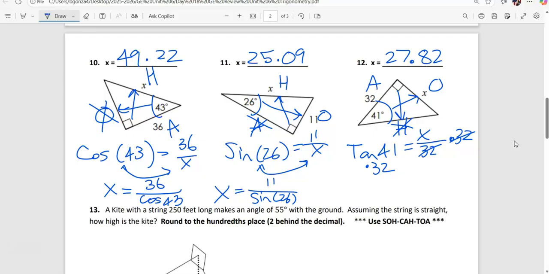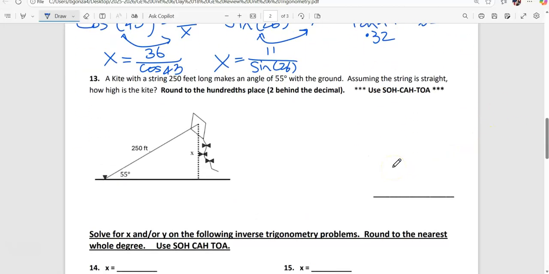Label, cross one out, pick the trig, angle equals ratio, solve for X, plug it in. Okay. 13. So you got to be able to do a word problem with some angle of elevation or depression. So it says a kite with a string of 250, labeled here, has an angle with the ground. So this is an angle of elevation, if you remember that. And you're solving for what? How high is the kite? Vertical altitude is your X value.